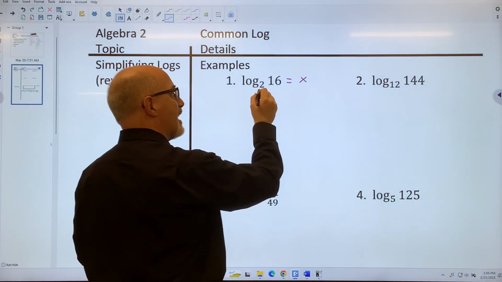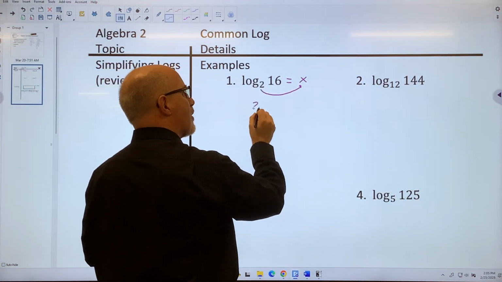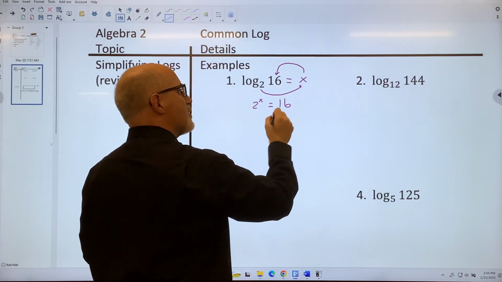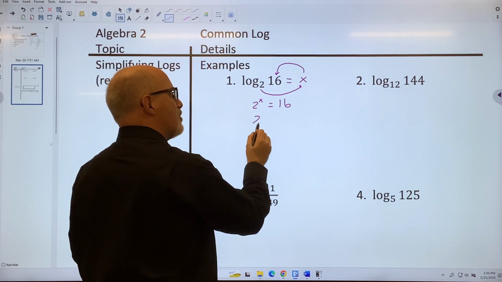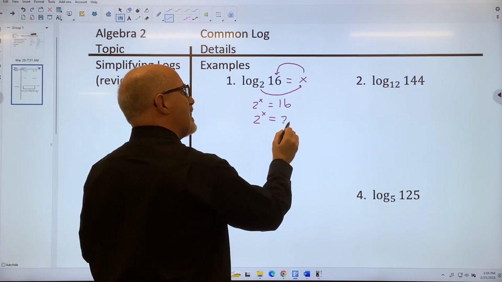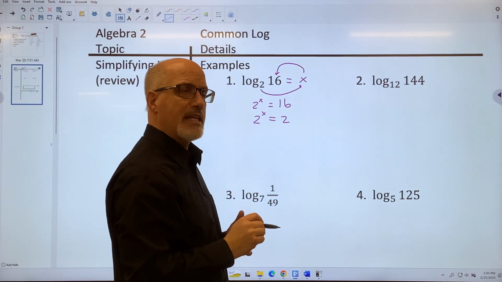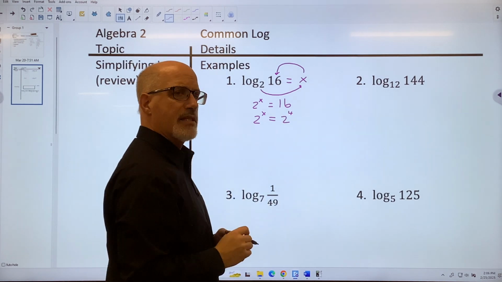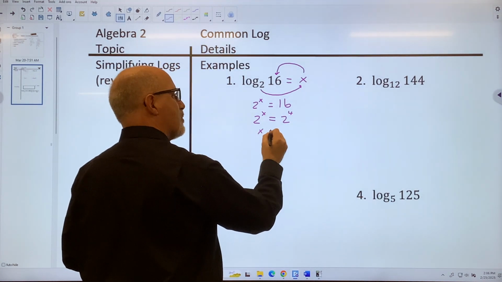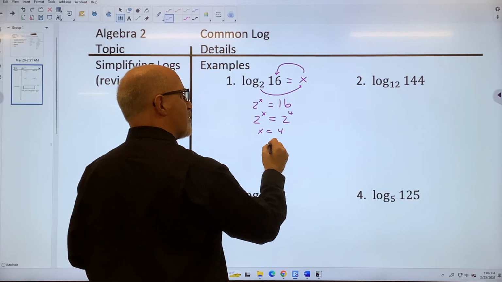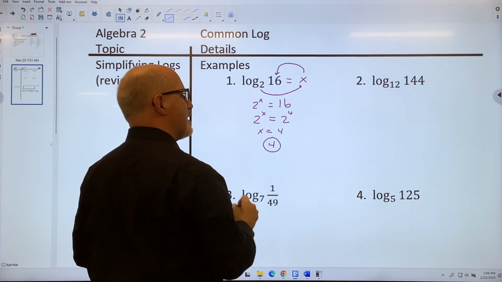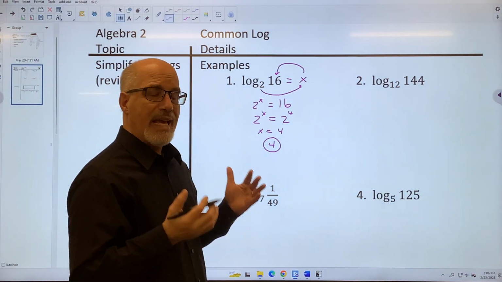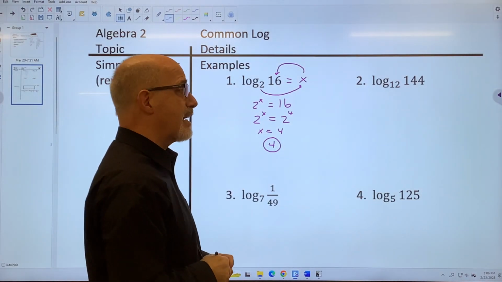So this is saying 2 to the x power is equal to 16. So we're asking, what power do you put 2 to in order to get that 16? Well, if you put 2 to the 4th power, you get 16. So x is equal to 4. So our answer for log base 2 of 16 is 4, because 2 to the 4th power is 16, and the answer to a log is the exponent.